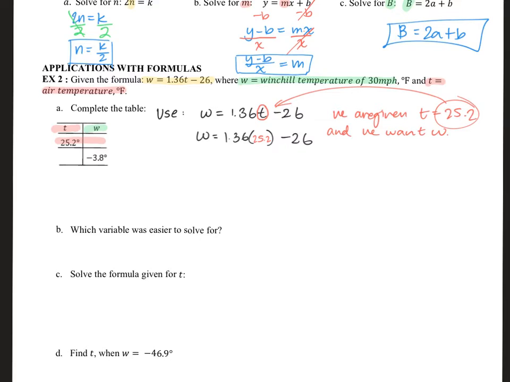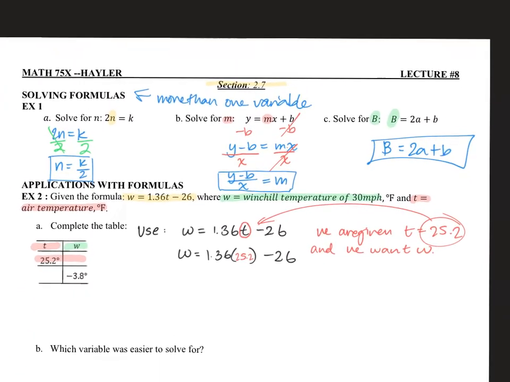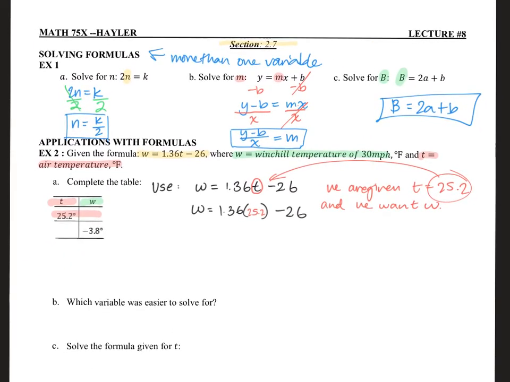And now we are allowed to use our calculators, as this is the new chapter. So let's go ahead and plug that in. 1.36 times 25.2 is 34.272.